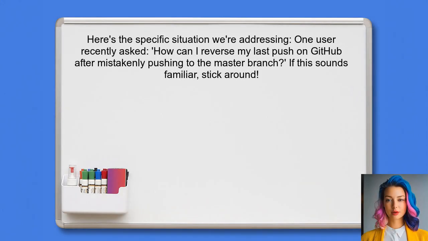Here's the specific situation we're addressing. One user recently asked, "How can I reverse my last push on GitHub after mistakenly pushing to the master branch?" If this sounds familiar, stick around as we explore the solution together.